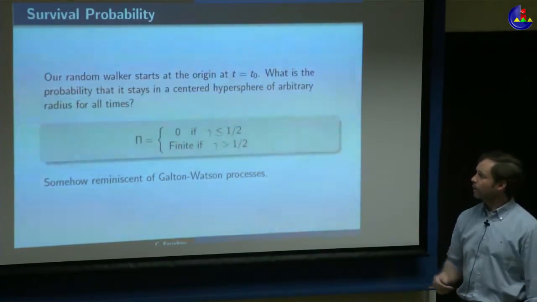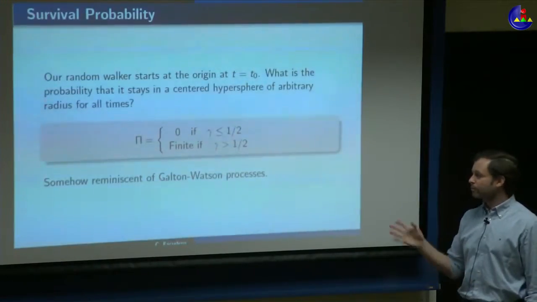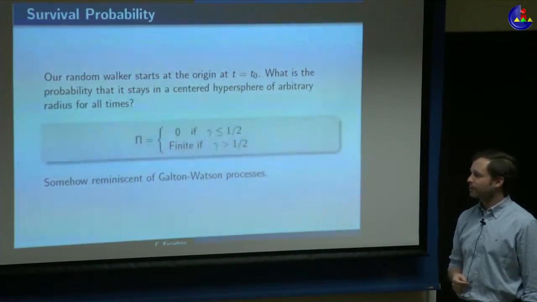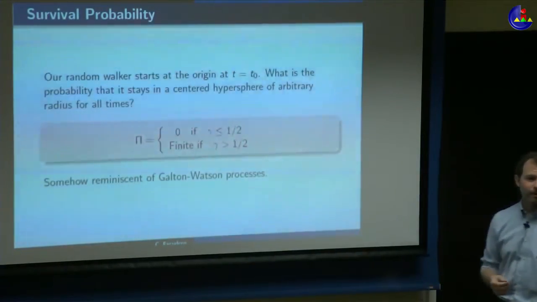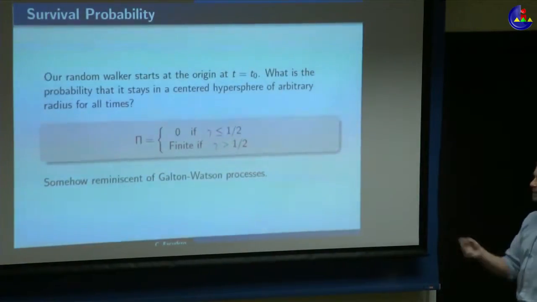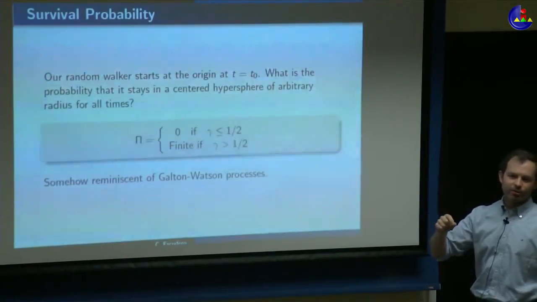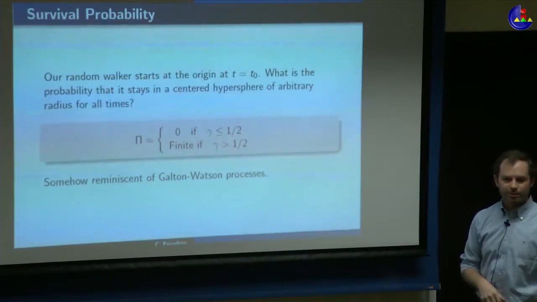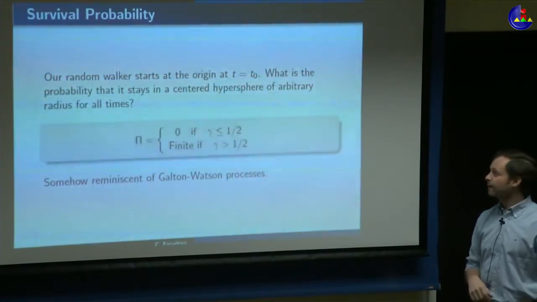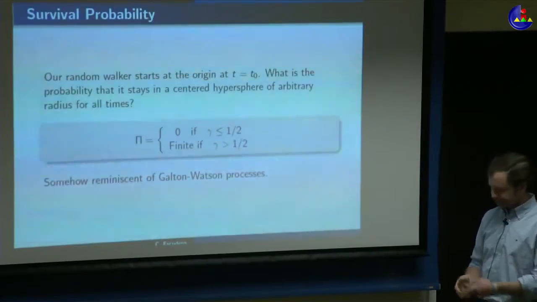And when we found this result, this reminds me somehow of Galton-Watson processes that Miguel introduced in the talk before, where the probability of extinction of the surname can be one or finite. Never zero. You always have a positive probability of extinction. So in this respect, it reminds me of that.